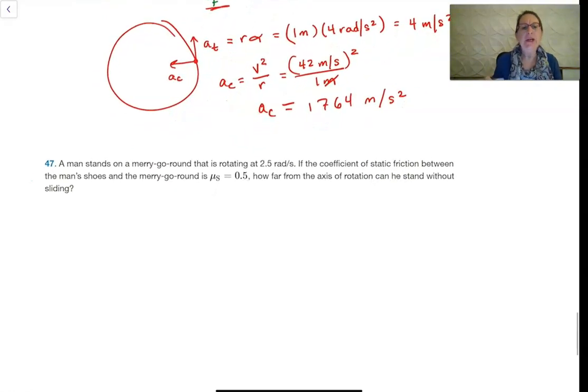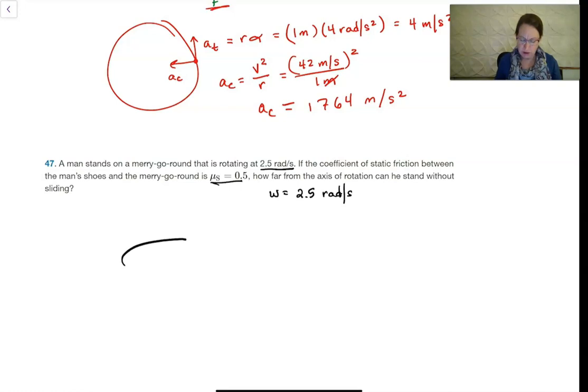So we'll look at another problem that's very similar, just to see how this connects back to what we've worked with before. And that is, you've got a merry-go-round that's rotating at 2.5 radians per second. Okay, so that is now omega. It's 2.5 radians per second. And you're given the coefficient of static friction here. And the question is, how far can he stand without sliding?